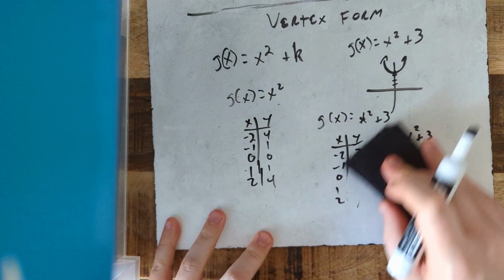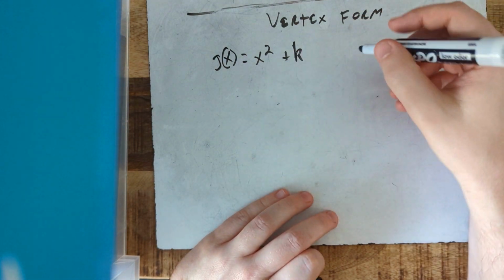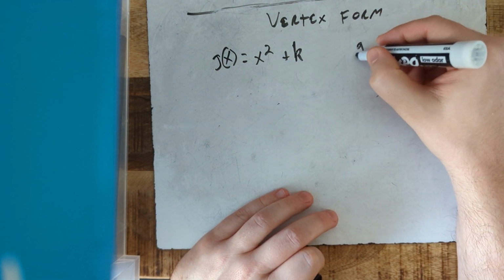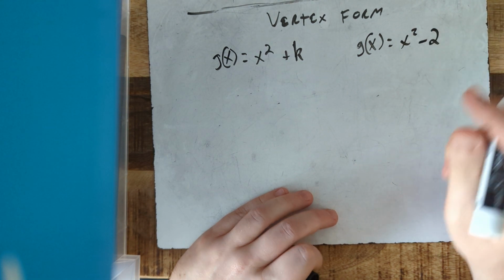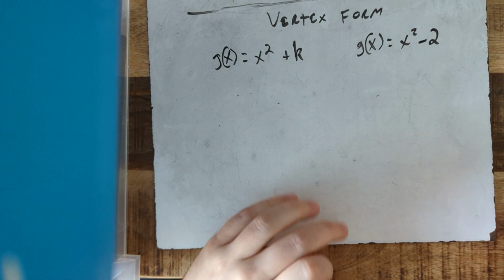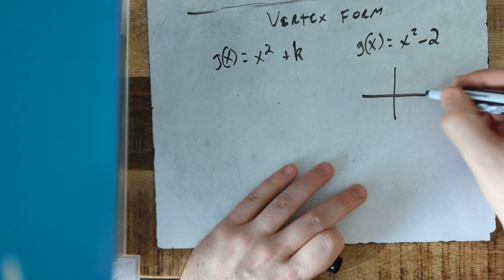So let's look at a different graph. Let's look at g of x equals x squared minus 2. Now, if we were to look at this, we're shifting our graph a different way.